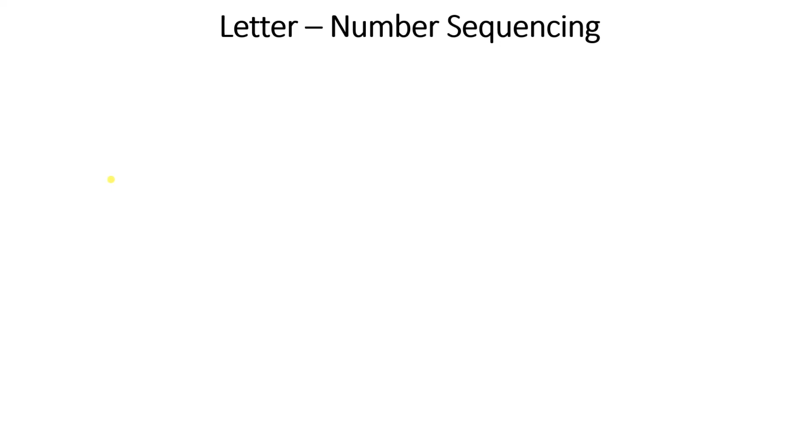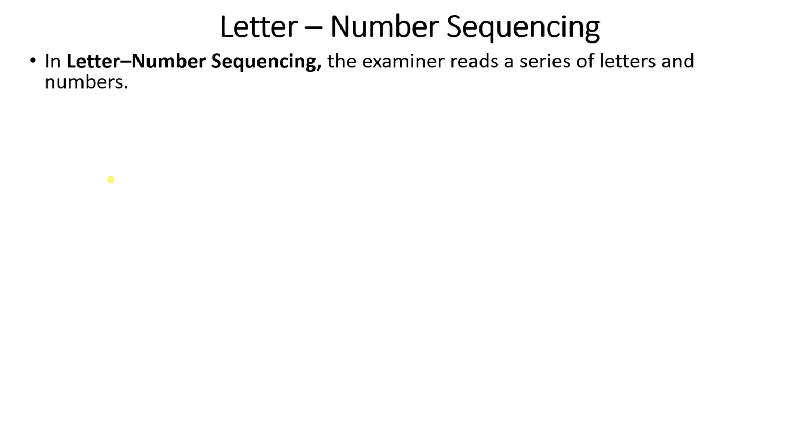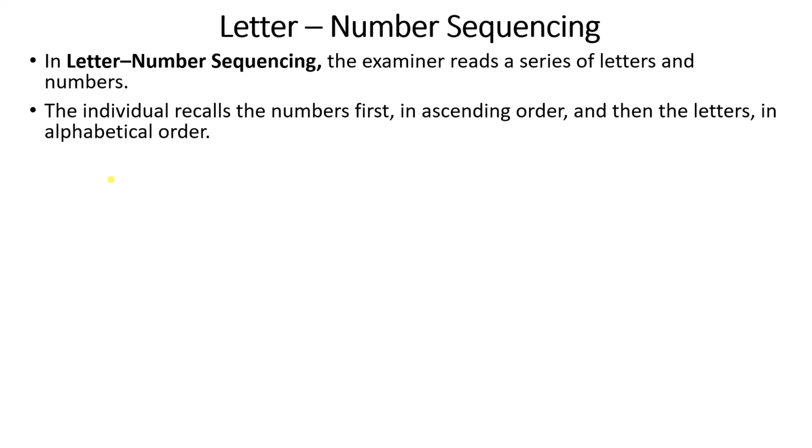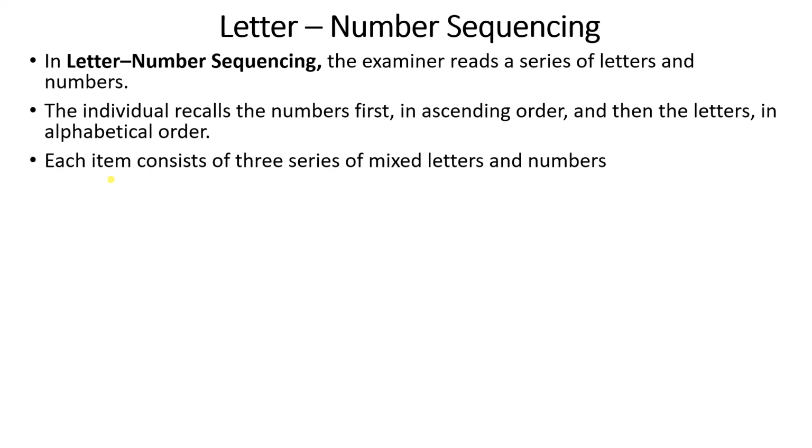The letter number sequencing, as the name suggests, the examiners read a series of mixed letters and numbers. And the individual has to recall the numbers first in ascending order, that is from lowest to highest, and then the letters in the alphabetical order A, B, C, D, E, F, G. Each item consists of three series of mixed letters and numbers. So three trials are there in each item.